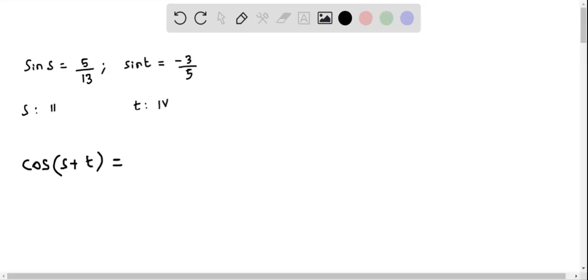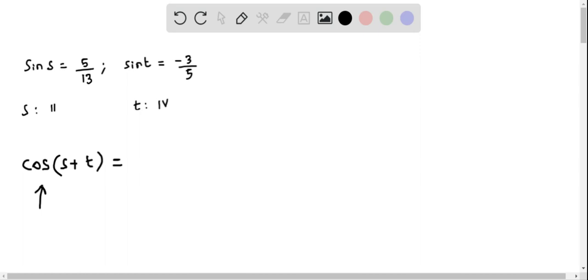We are given that sin s equals 5 over 13 and sin t equals negative 3 over 5, and s is in quadrant 2 and t is in quadrant 4. And we have to determine the value of cosine of s plus t. So we can utilize the cosine of sum identity to expand this and determine the value.